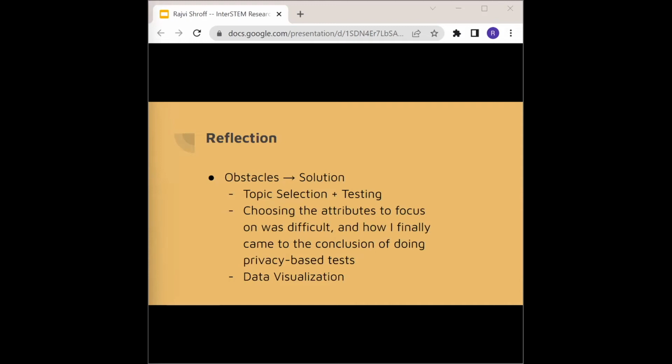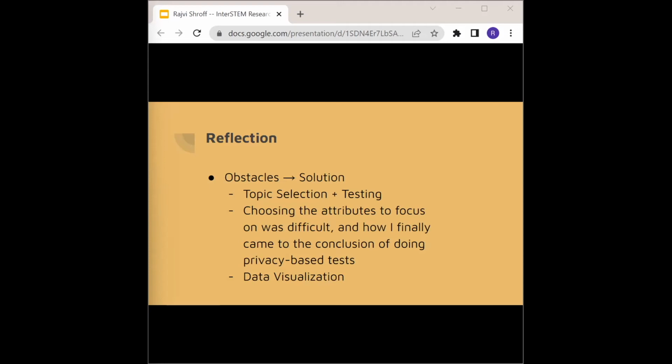Another hurdle was managing to test and even choosing the attributes to focus on because I had to define my own metrics and clearly define them and narrow them down. But I'm happy with the methodology I used in my research since it came to me after hours of brainstorming. And I also wanted to do original research, something that I wasn't sure was possible. So I really was satisfied to be able to manage that.